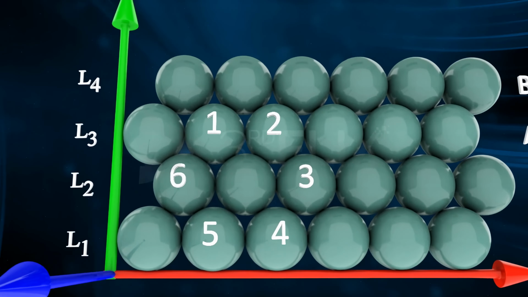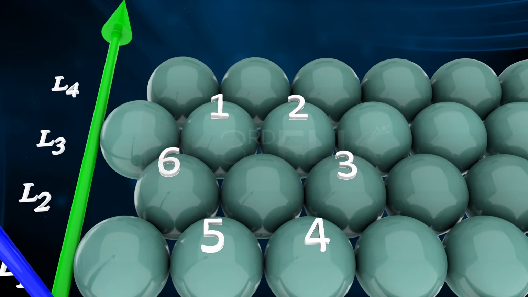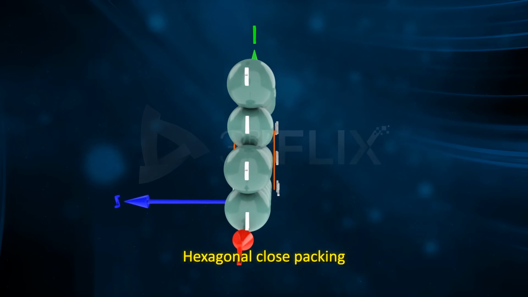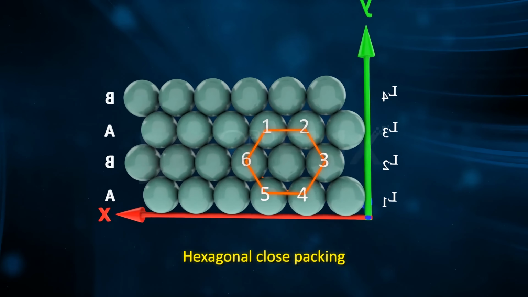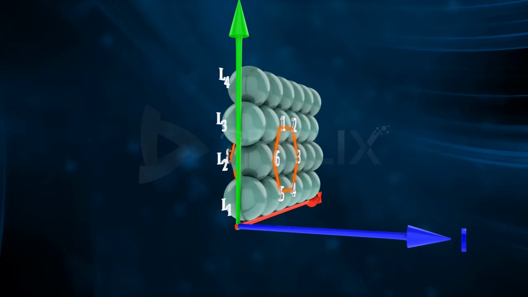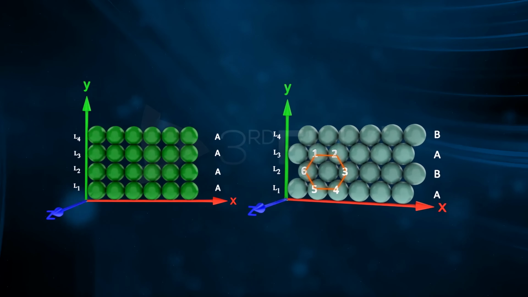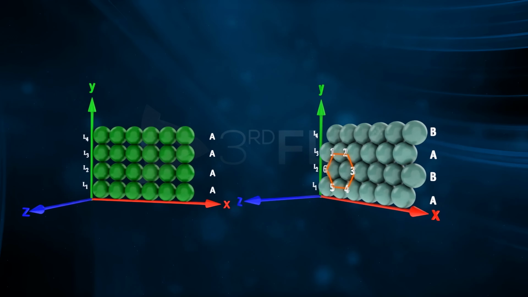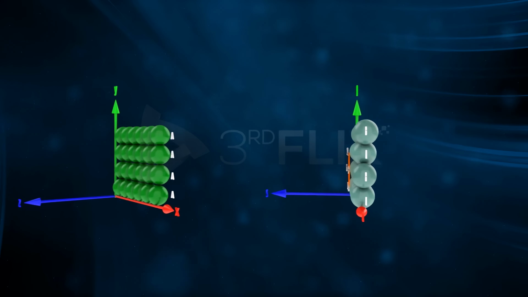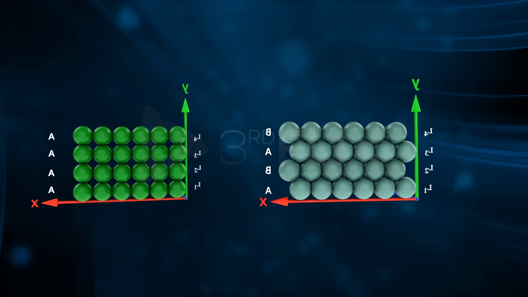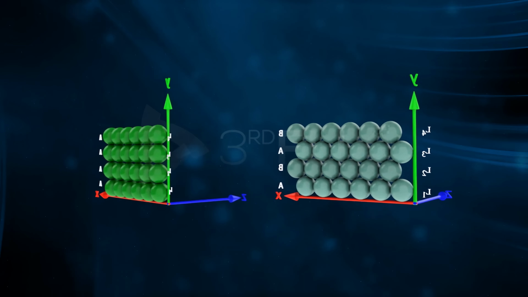Interestingly, we get a hexagonal pattern when the centers of these 6 spheres are joined. This is the reason why this type of close packing is referred to as hexagonal close packing. Compared to square close packing, the atoms in hexagonal close packing are more efficiently packed. Therefore, atoms or constituent particles usually follow hexagonal close packing in a plane, or 2 dimensions, to arrange themselves.